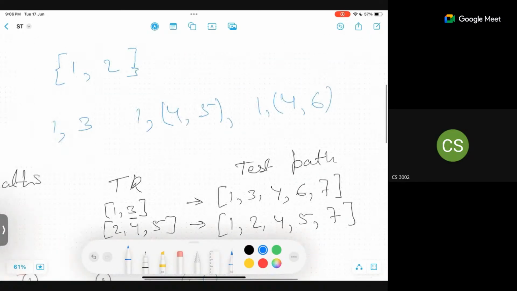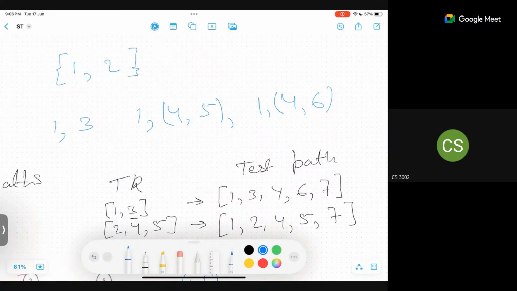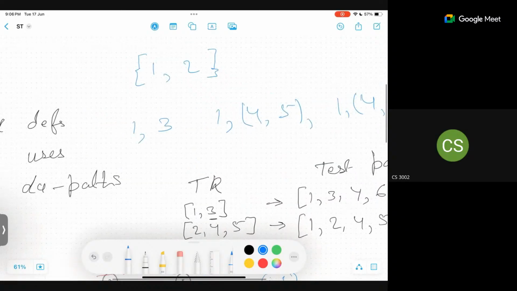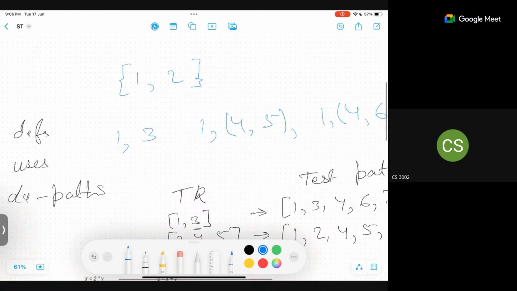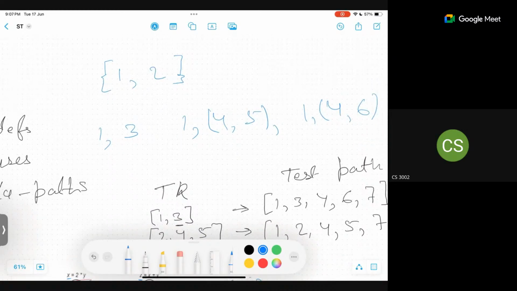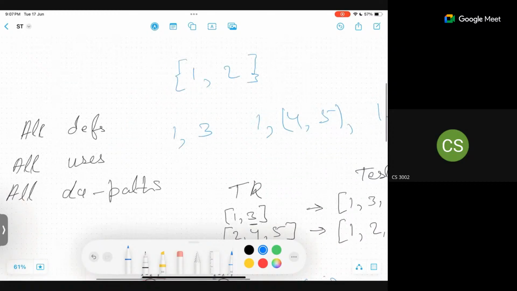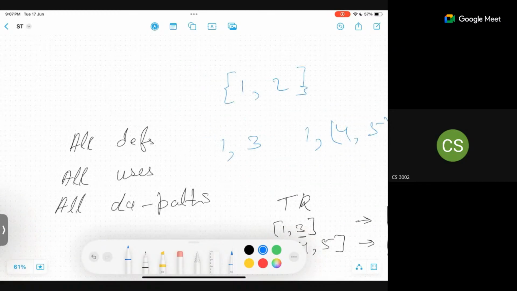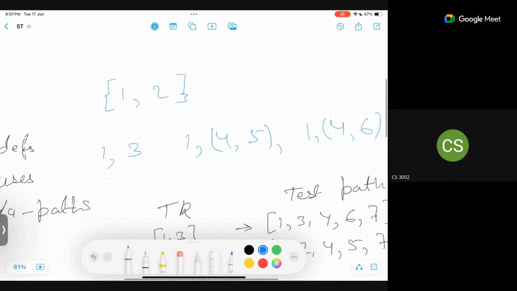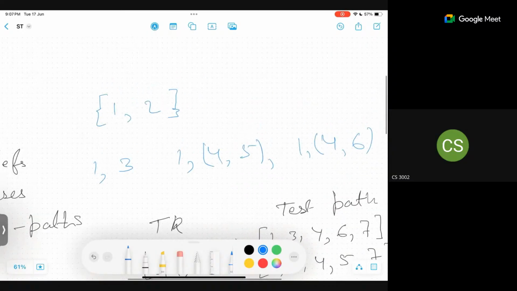Because all definitions we were anyway going through, and now all uses says I have to go through all uses also. So it turns out effectively we are going through all du pairs now, which was earlier not happening. Earlier we had a choice of whichever we wanted to select with all defs. Here all uses says you have to go through all defs and all uses. So this is only for one. Then again you go to two.